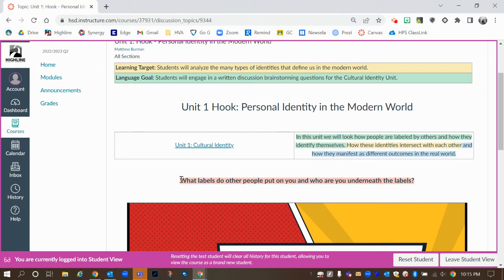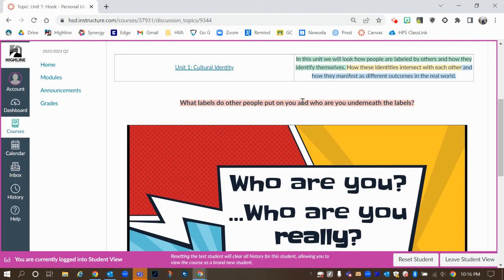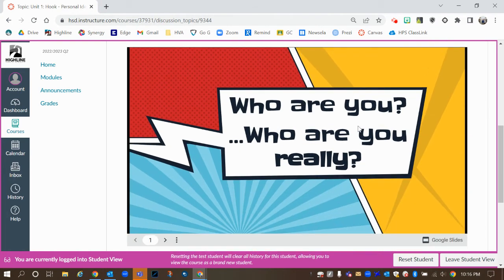And so the learning target for today is that you're going to analyze the many types of identities that define us in the modern world. The language goal is that you're going to engage in a written discussion, brainstorming questions for the cultural identity unit. And here's how you're going to get started.